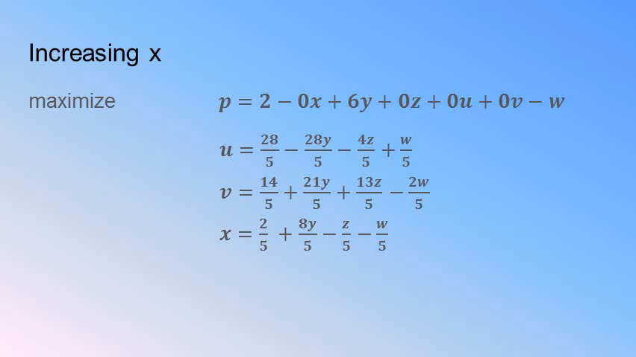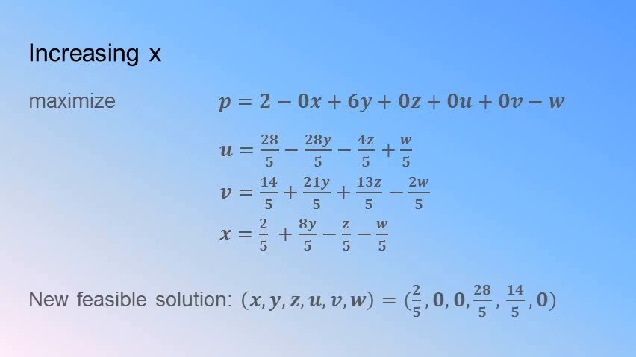Now, we have u, v, and x as the basic variables. Like before, we can set the non-basic variables, which are now y, z, and w, to 0, and u to 28 over 5, v to 14 over 5, and x to 2 over 5 to get a new feasible solution. Also, if you plug these values into our reformulated objective function, you'll see that it has increased to 2. Clearly, we are on the right track.